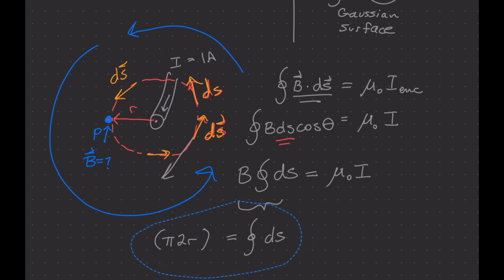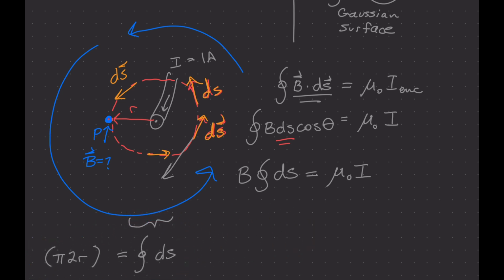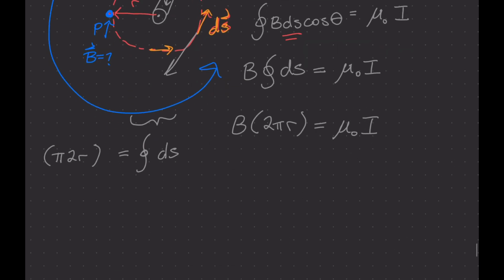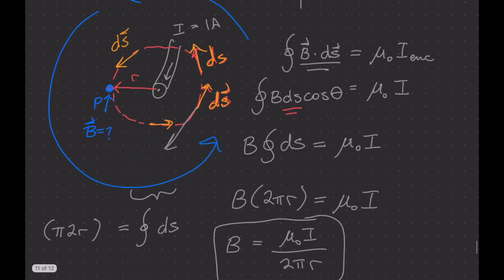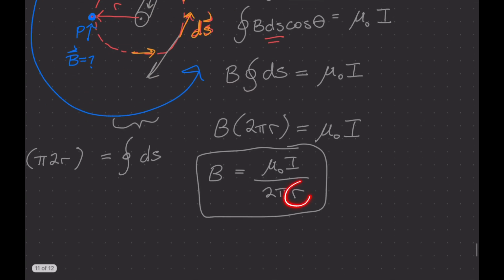I'm going to keep this just over here on the side, and I can manipulate this equation again. 2 pi r. I have mu naught over here, and now I could just move 2 pi r to the other side by dividing by it, and I have mu naught I over 2 pi r. And I have the equation for the magnetic field created by a current carrying wire with current coming out of the page like this, and at a distance r.